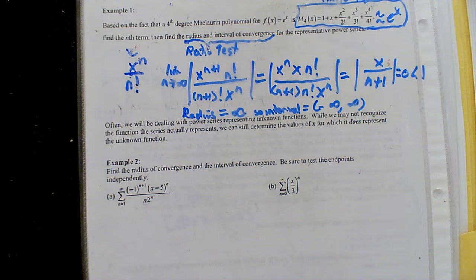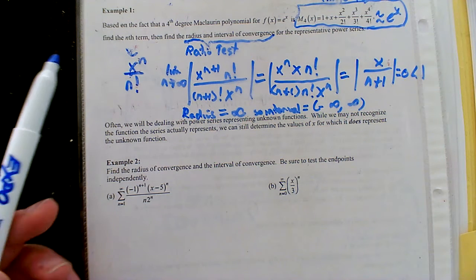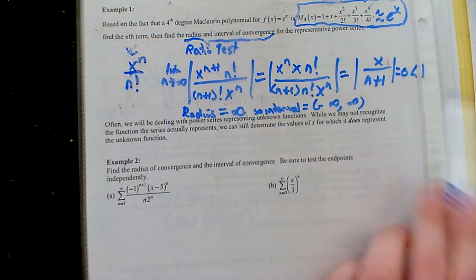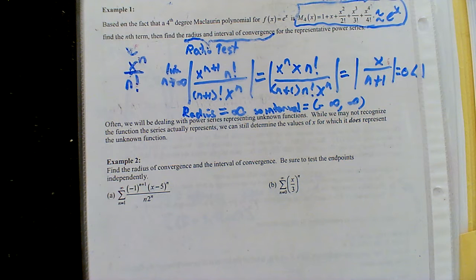So how do we know the radius was infinity just because it converged? The way that this problem worked out, we know that the limit was 0, so it was less than 1. So we know that this one converges. By the ratio test, it converged. So there's no stipulations with that. It converges everywhere. By that test, you know that it's going to converge everywhere.